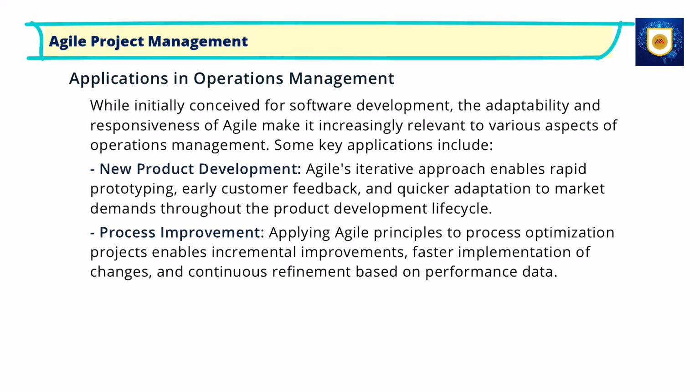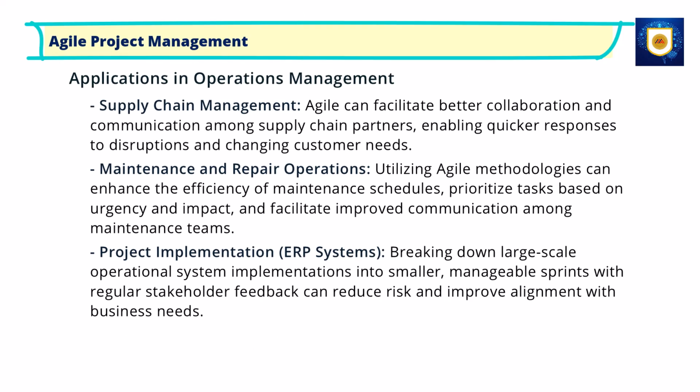Process improvement. Applying Agile principles to process optimization projects enables incremental improvements, faster implementation of changes, and continuous refinement based on performance data. Supply chain management. Agile can facilitate better collaboration and communication among supply chain partners, enabling quicker responses to disruptions and changing customer needs.